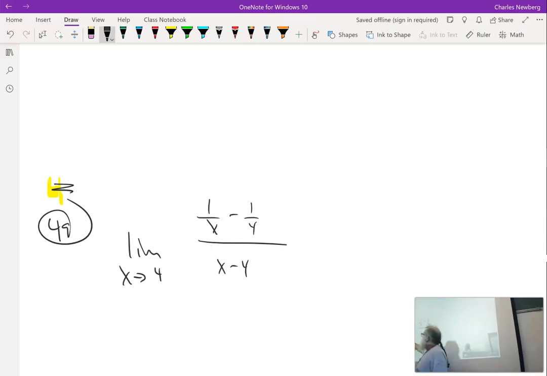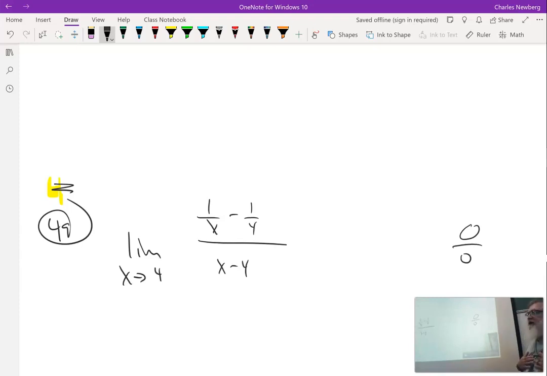Let's put in 4 to begin with, just a little direct substitution. If I put in 4 in the numerator there, Magnus, what do we come up with? If I put in 4, I get 1/4 minus 1/4, which is? 0. And if I put in 4 here? 0. So I get 0 over 0, which says, hey, does not exist. It says, hey, got to do some algebra. All right. What do we have there?